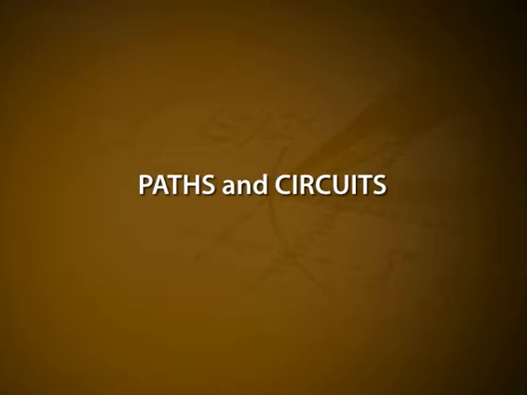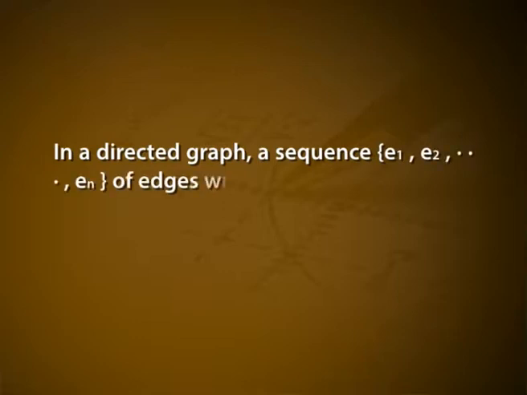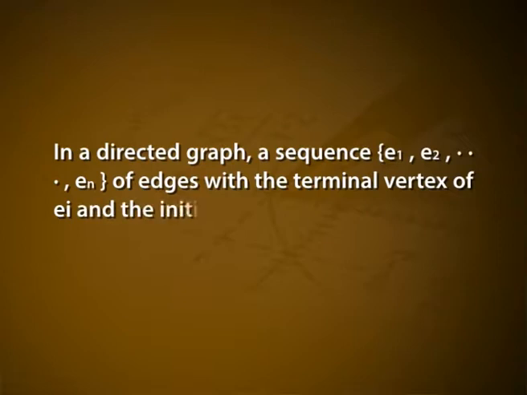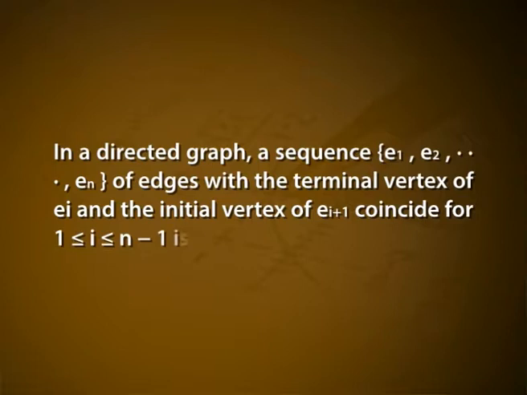Paths and circuits. In a directed graph, a sequence {E1, E2, ..., En} of edges, with the terminal vertex of Ei and the initial vertex of Ei+1 coinciding for 1 ≤ i ≤ n-1, is called a path. If none of the edges appear more than once, the path is said to be simple. If no vertex appears more than once, the path is said to be elementary.